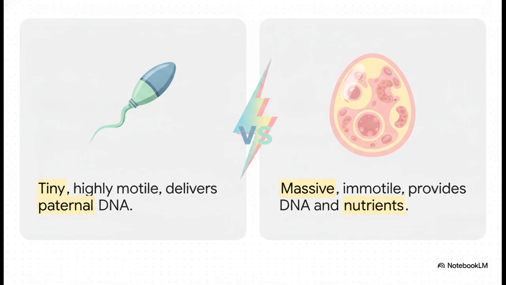On one side, you've got the stripped-down, streamlined male delivery vehicle. It literally has one job: deliver the paternal DNA. On the other side, you have the massive, fully stocked female mothership, which provides not just the maternal DNA, but all the cellular machinery and nourishment required to sustain life. They are playing two entirely different games to achieve the exact same goal.